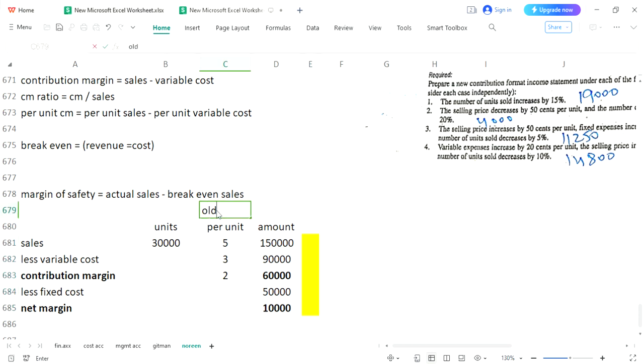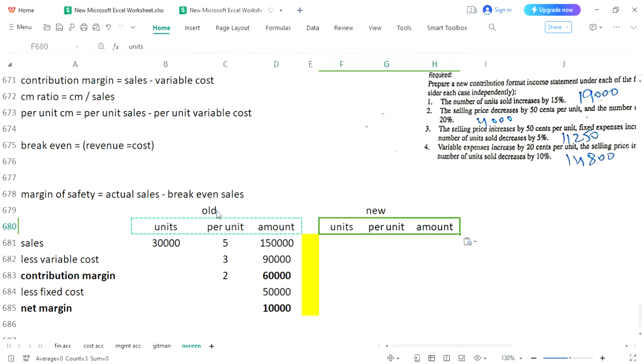You are creating old here and new over here. Same, you will use units, per unit, and amount in our new statement. The difference which would be created is 30,000 units. Number of units sold increased by 15%.